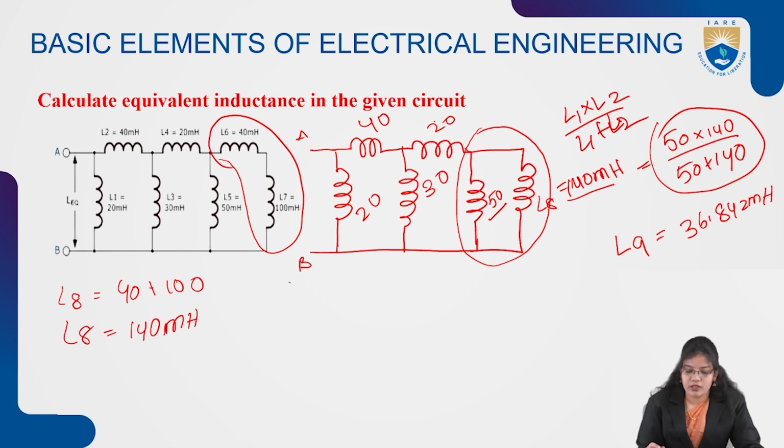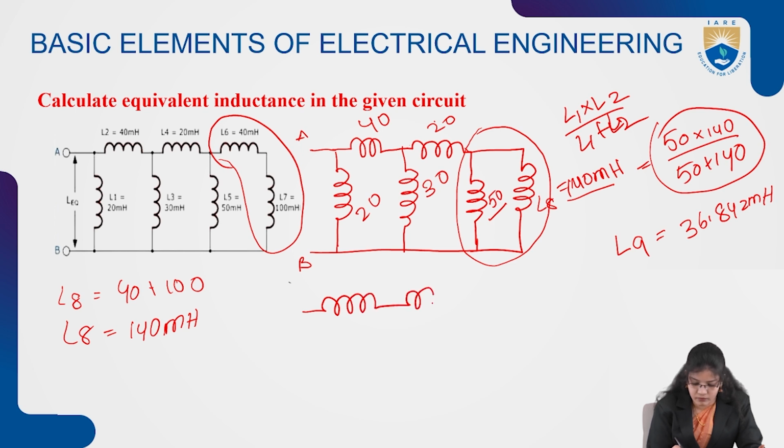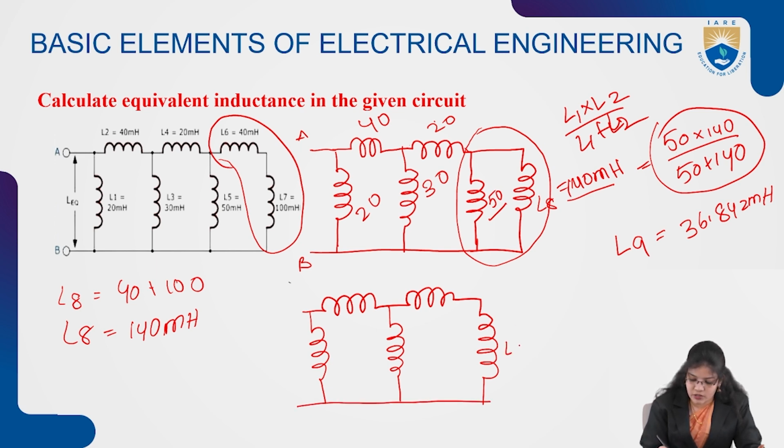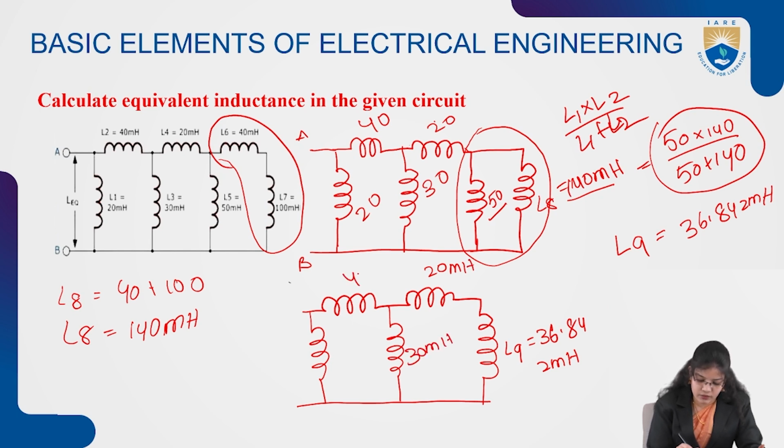Again, we have to redraw the circuit after reducing these inductances. The circuit will be redrawn as, so the reduced inductance L9 is equal to 36.842 millihenry. This 20 millihenry will be as it is, 30 will be as it is, 40 will be taken as it is, and 20 will be as it is.